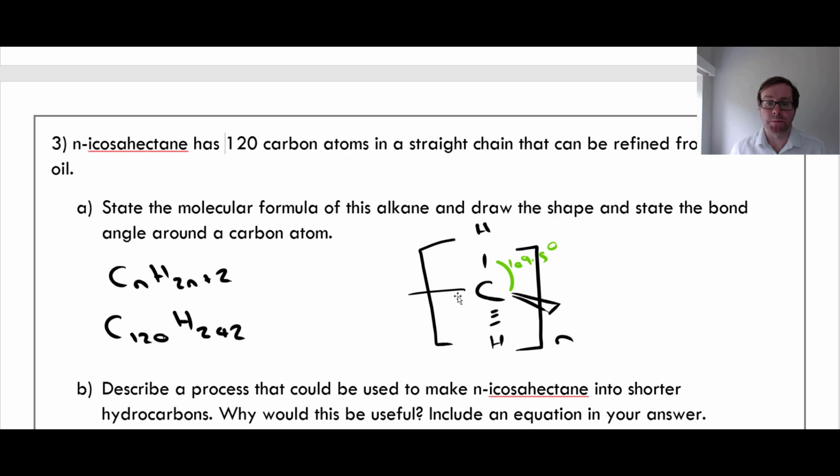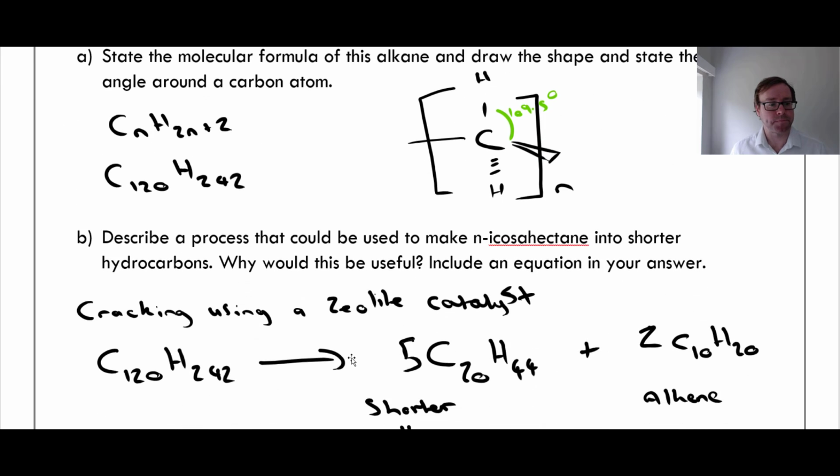Well, this would be my carbon atom, 2 hydrogens coming off, and this would be my carbon chain. Remember to do it in 3D. I don't have to draw all of it because it will just be repeating. And this would be a bond angle of 109.5 degrees.